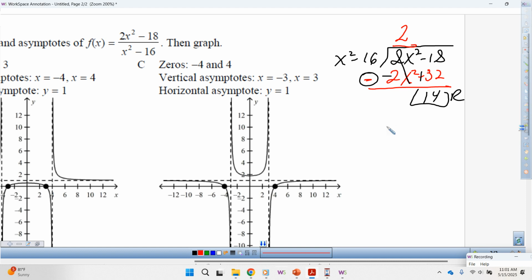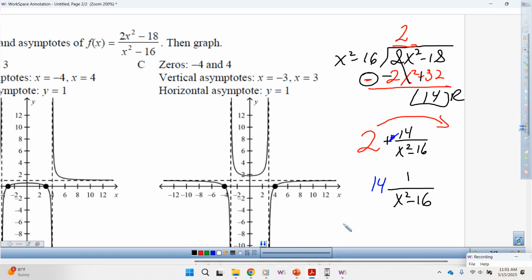So what is the answer to that division? It's 2 plus 14 over x squared minus 16. However, that 2 can't go there. We send that to the back. And the 14, we send it to the front. So we end up with 14 times 1 over x squared minus 16. And at the end, plus 2. And all that equals g of x.